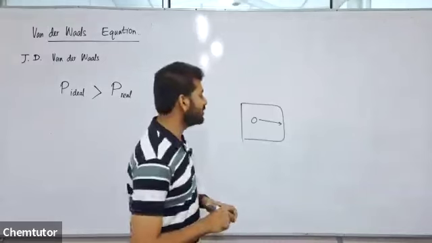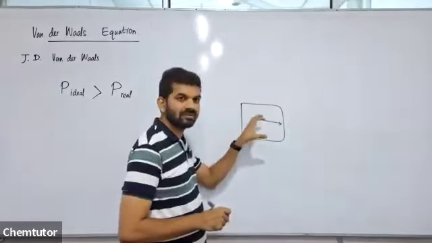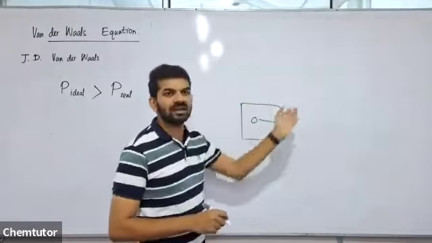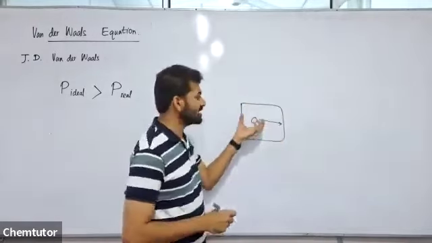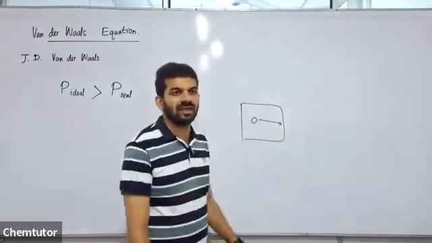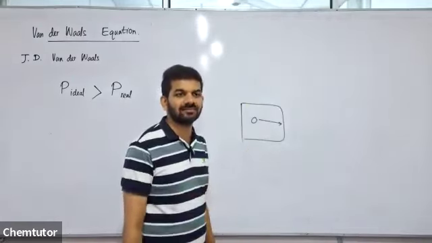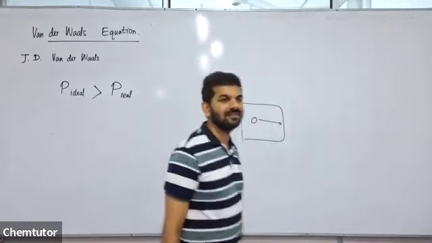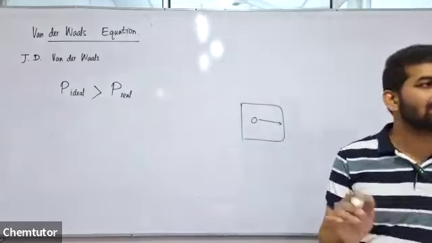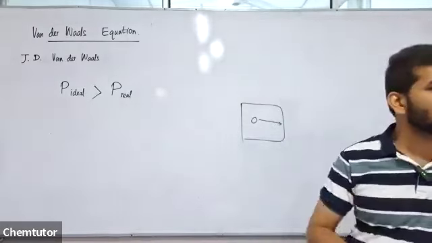Then if there are intermolecular forces between the gas molecules, what will happen? The force that hits the wall is lesser. Why? These gas molecules are confined to each other, so they are not free to move as in the ideal case. Is it clear? Since there are intermolecular forces between the gas molecules, they are not easy to move.